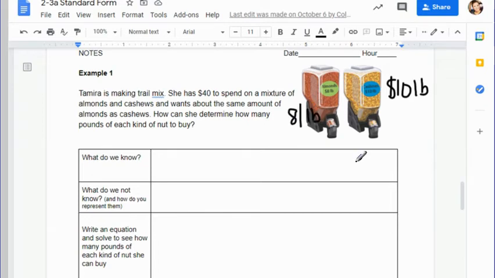Tamira is making trail mix. She has $40 to spend on a mixture of almonds and cashews and wants the same amount of almonds as cashews. How can she determine how many pounds of each she needs to buy? So what we know is we have $40 to spend. We know almonds, I'm just going to use A, is $8 per pound. And we know cashews is $10 per pound.